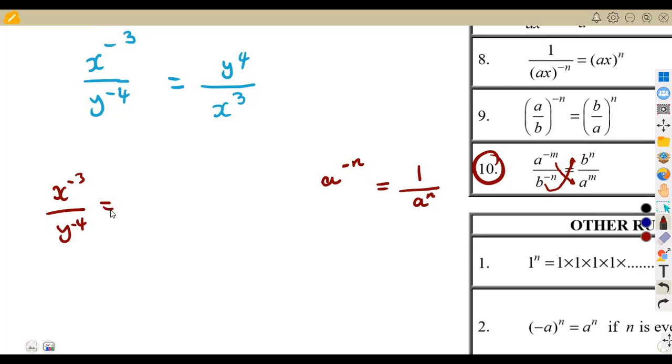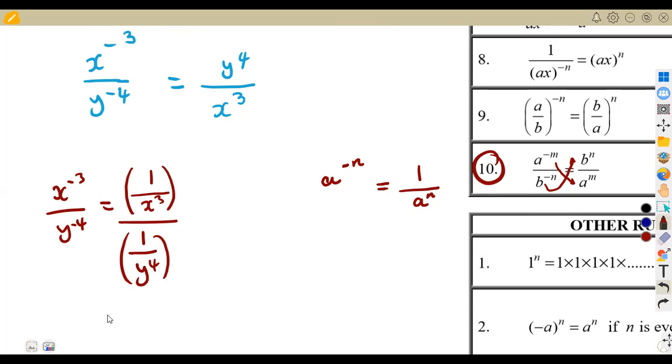So here I'm having x to the exponent of negative 3. It is going to be written as 1 over, and the moment I write 1 over, I remove the negative, it becomes a positive. So it's going to be x to the exponent of 3. This is a single fraction. Over, we go on to y to the exponent of negative 4. Again, we apply the same thing. The negative is removed with 1 over, so it's going to be 1 over y to the exponent of 4, which is a positive.